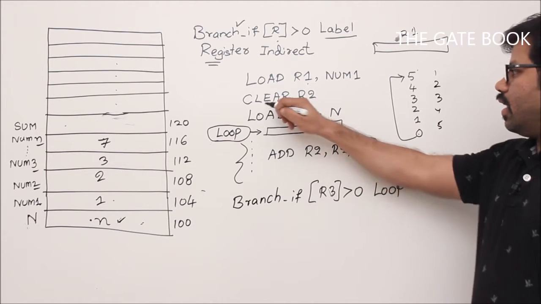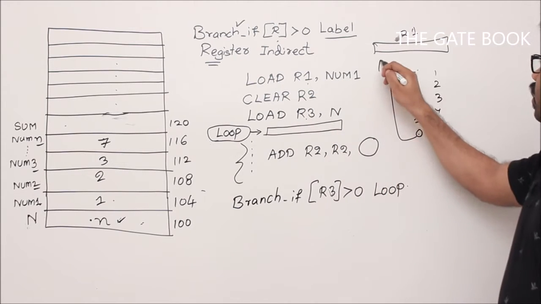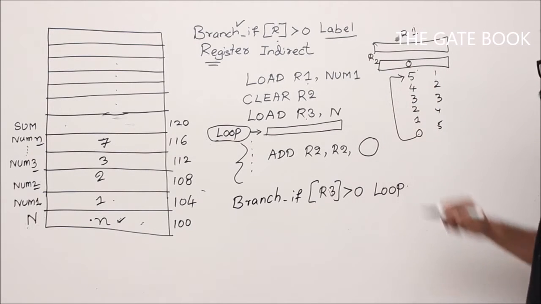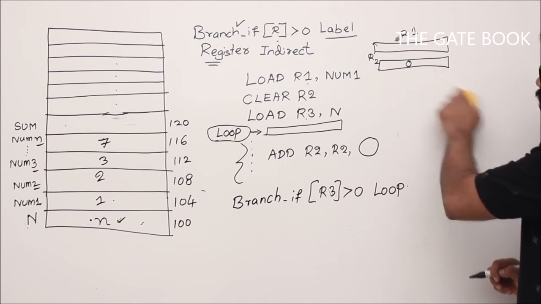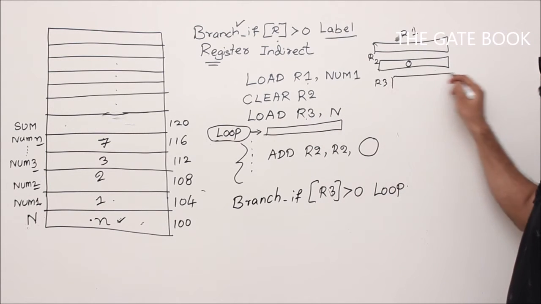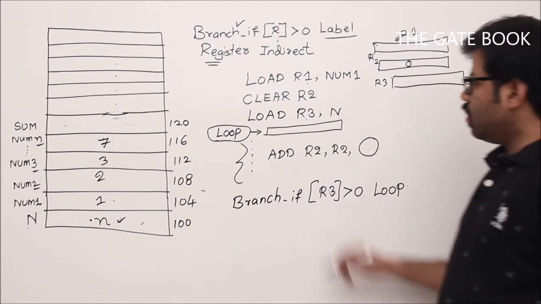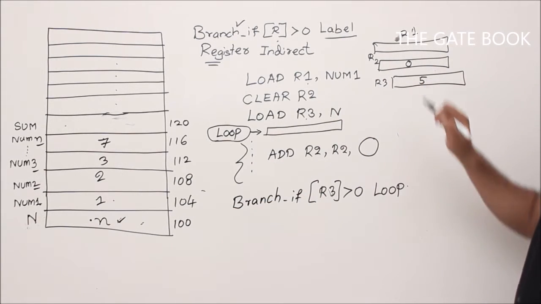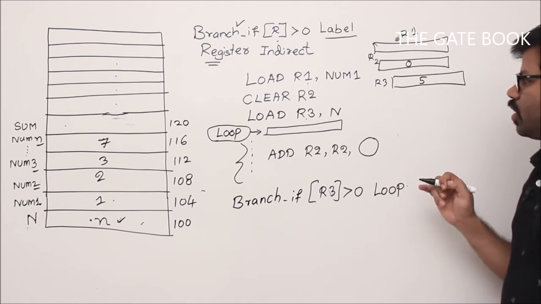Load R1, number 1, clear R2. So R2 is empty. If you see the picture, you can understand clearly what is going to happen. R2 is 0. Then load R3 comma n. There is another register R3, in that we will be writing n, right? So the content of n is n. Let us assume that that is 5 for the time being. So there are 5 numbers to be added.